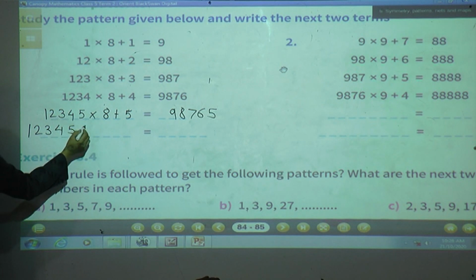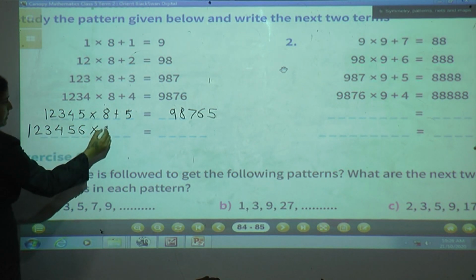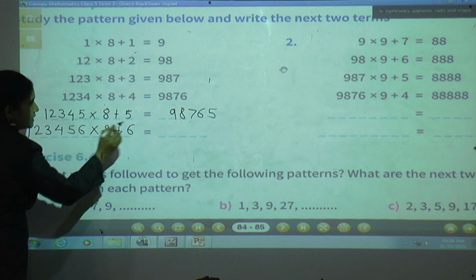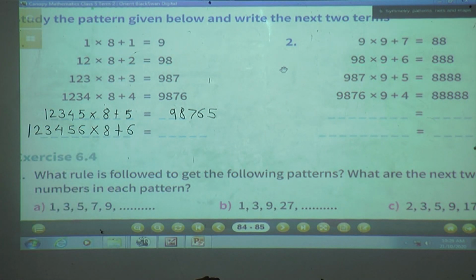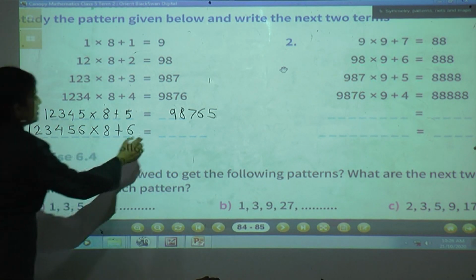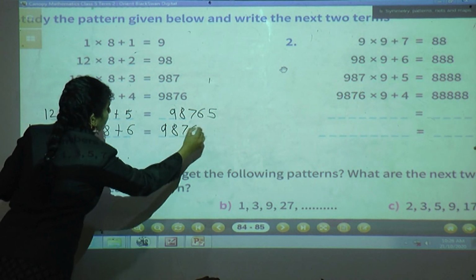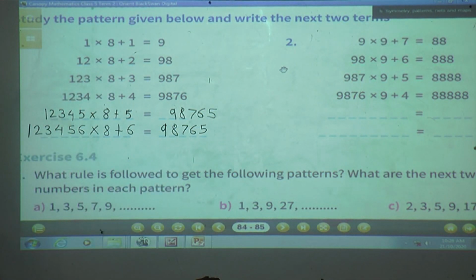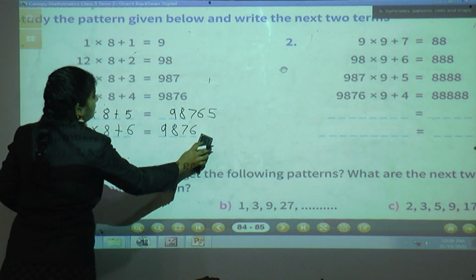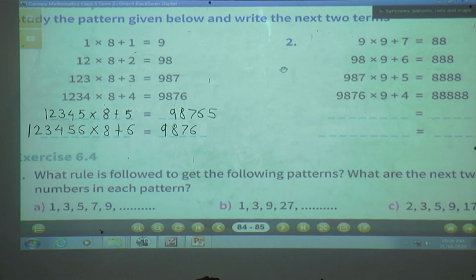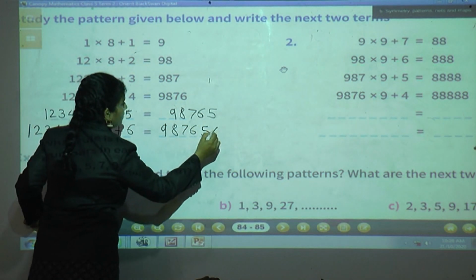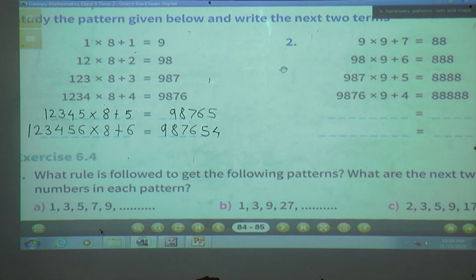Here I can write 6 multiplied by 8 and plus 6 also. Okay, so what will be the answer? Yes students, 5 and 4. Do the multiplication and addition, so you will get the answer. Okay, now next pattern students.